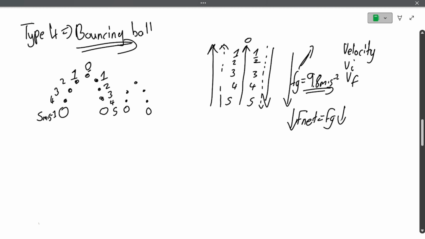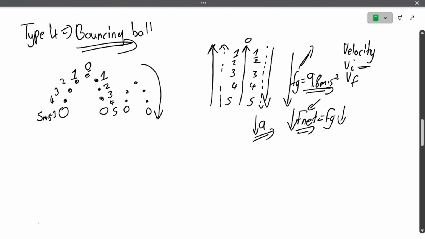And then what does F net tell us? F net is directly proportional to acceleration. Newton's second law says that if a force acts on an object, the object will accelerate in the direction of the net force. The net force is going downwards, which tells us that the object will also accelerate downwards. That's why we see it increasing speed as the object goes down.